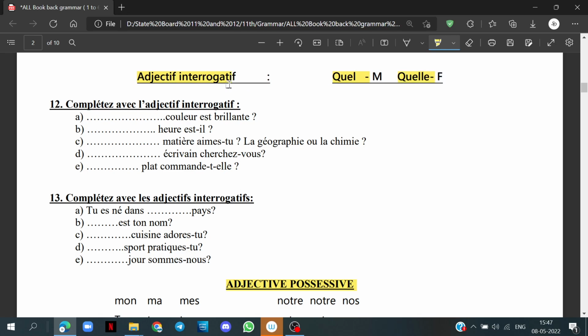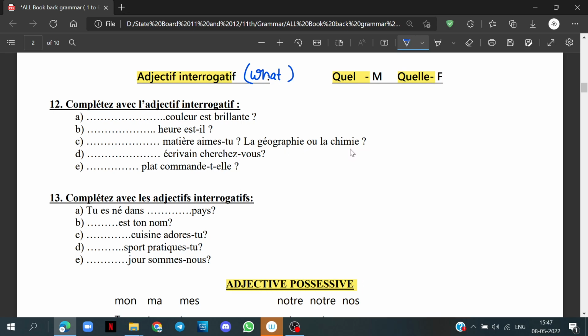So adjective interrogative: the masculine is quel and the feminine is quelle. The English meaning of adjective interrogative is "what." So it's a question, right? What? It always starts the sentence, or it is at the beginning of the sentence. So, quelle couleur est brillante, that is shining? What time is it? Quelle matière aimes-tu? What subject do you like?